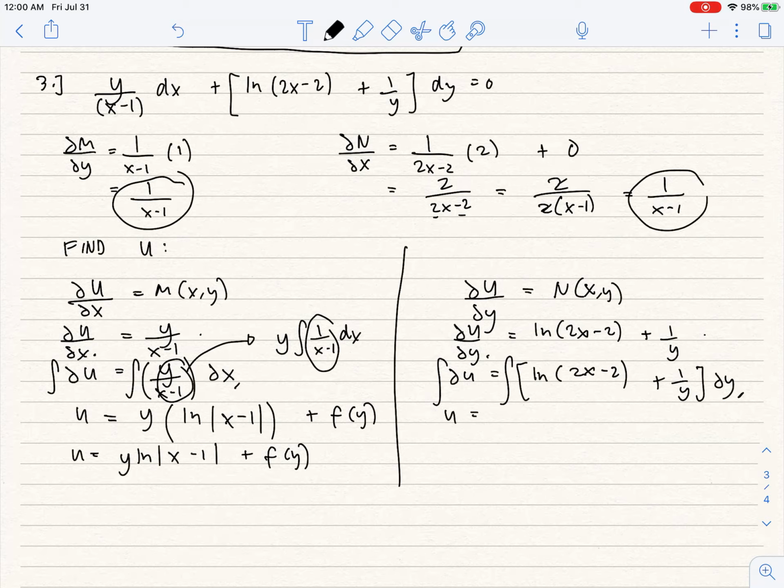So this is just u. Then since this is considered a constant, we put ln of 2x minus 2 in front. Then the invisible 1 here is what we integrate. So the integral of that is just y. Plus the integral of 1 over y is just ln y. Then of course plus g of x. U is equal to y ln of, let us just swap it there.